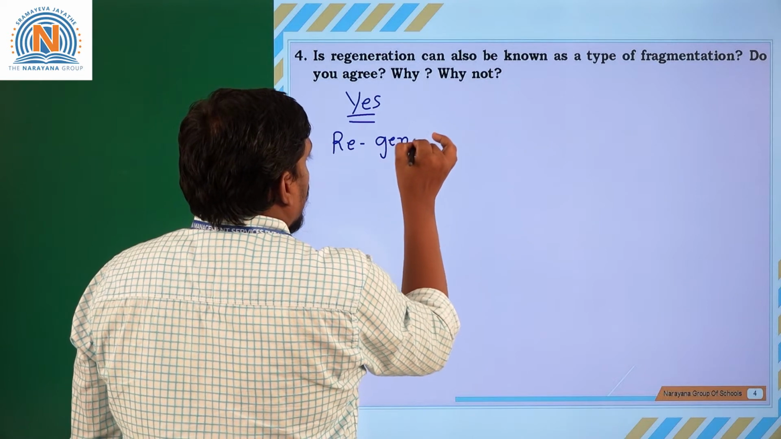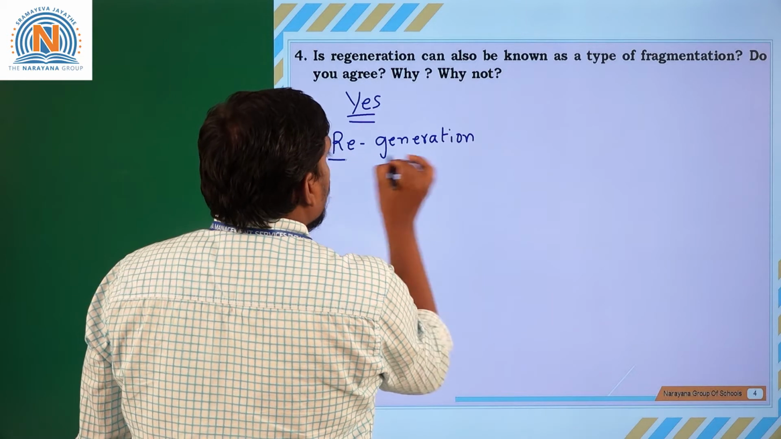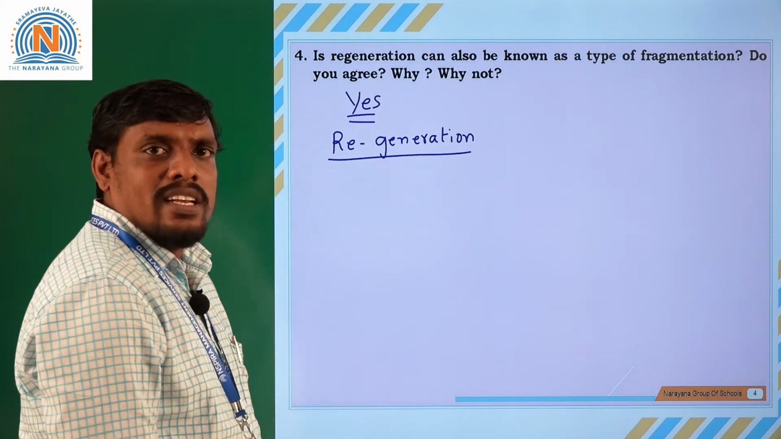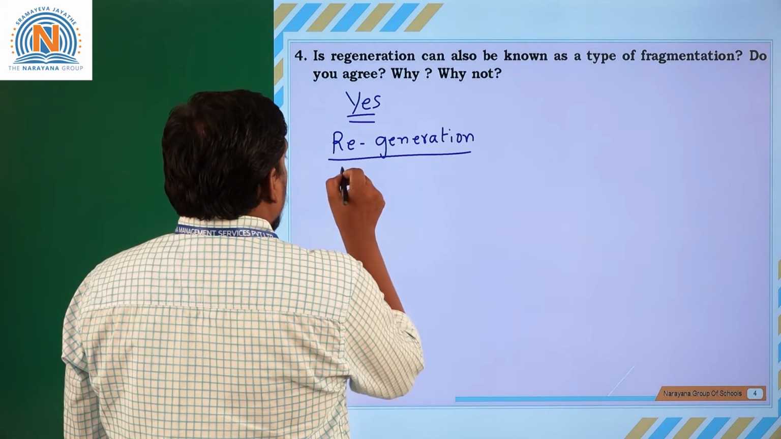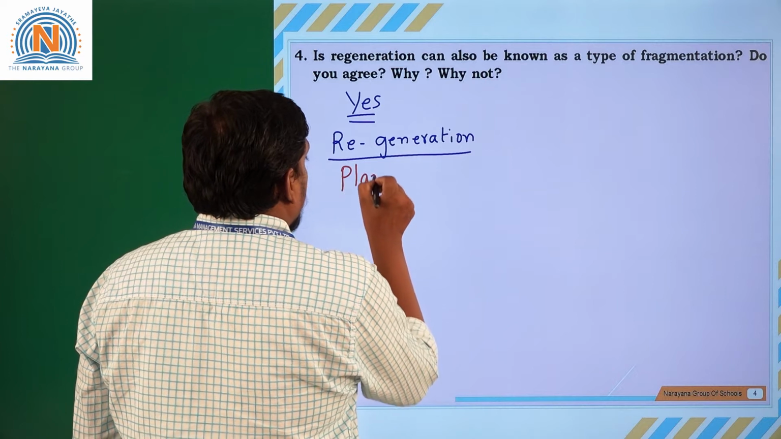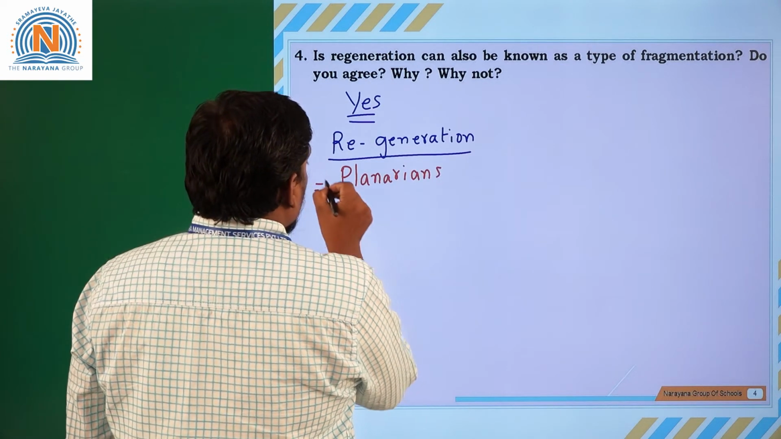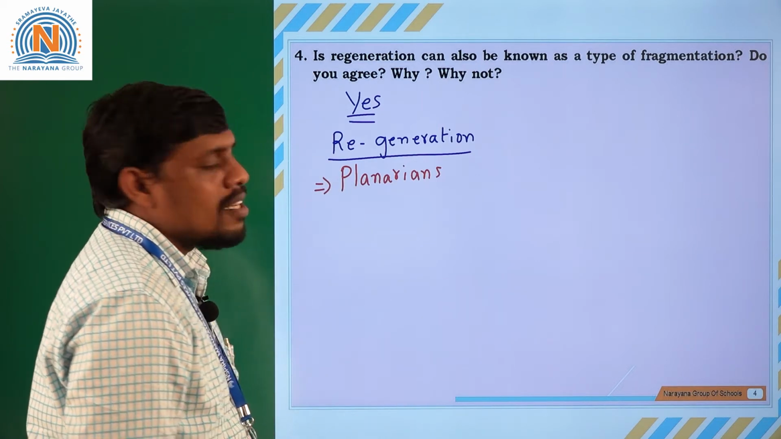Regeneration. Generation means production. Re means again. Production of new living organisms again is called regeneration. Regeneration is well developed in organisms like planarians. Do you know that planarians are platyhelminthes which reproduce by regeneration?